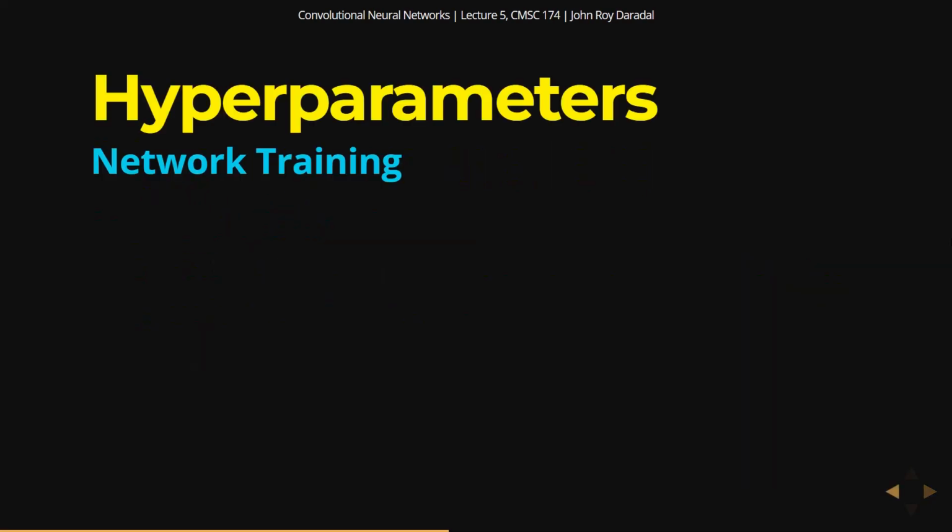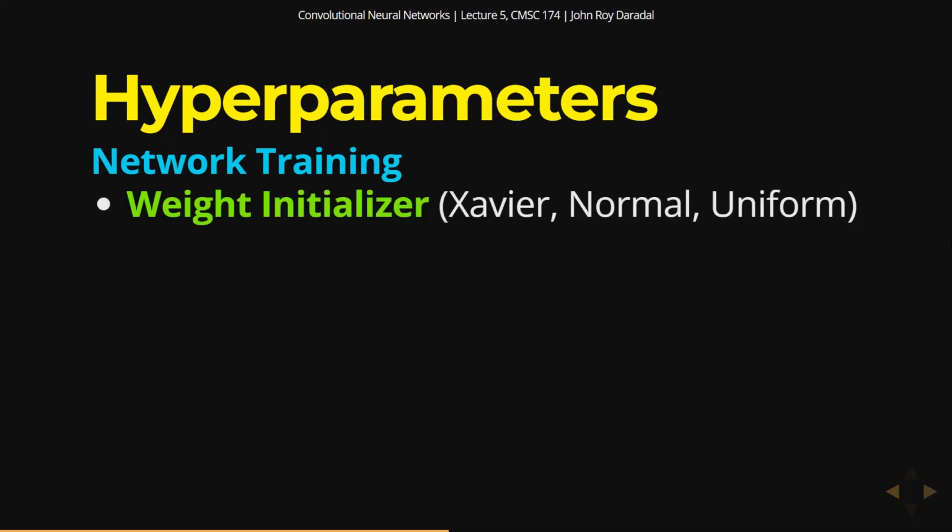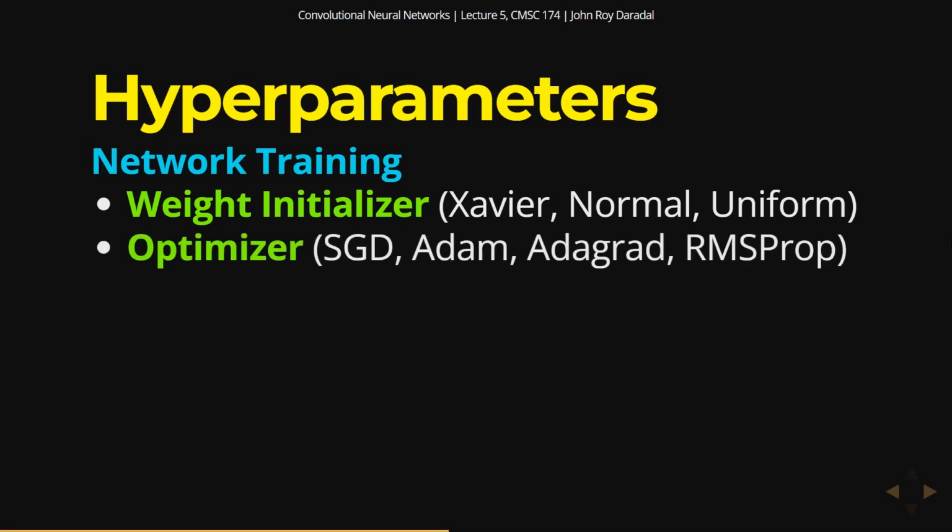Then of course there are the training hyperparameters. An example would be the choice of weight initializer. So would it have been better if we used the Xavier initialization instead of just having a uniform distribution? Okay, so you can try it out and see if that hyperparameter is better, right? Or would I have had a better model if I used a different optimizer? So instead of SGD, I used Adam or Adagrad or RMSprop. Okay, so the choice of optimizer is another hyperparameter.